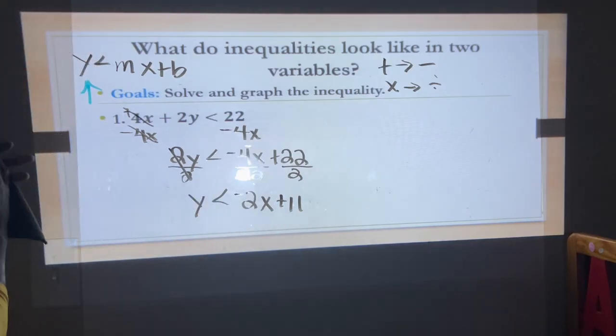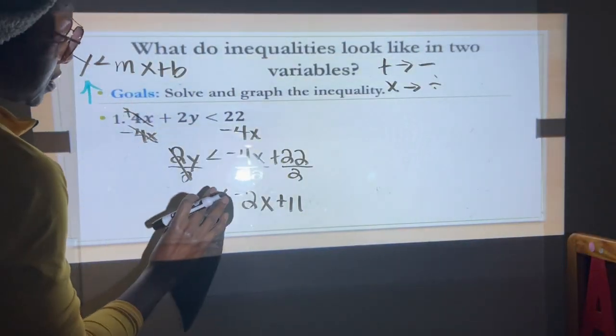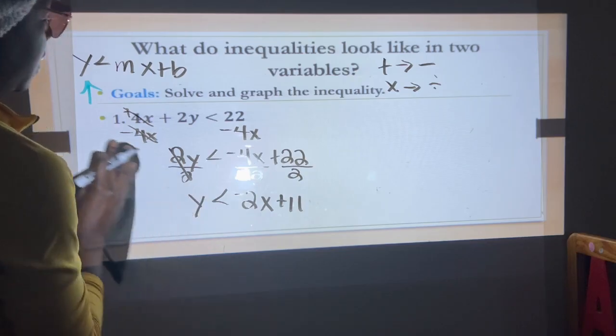Hopefully that wasn't too fast. You haven't said anything in the chat, have you? No, so we're good. I'm going to write that up in the corner because we're going to sketch the graph of that. y is less than negative 2x plus 11.